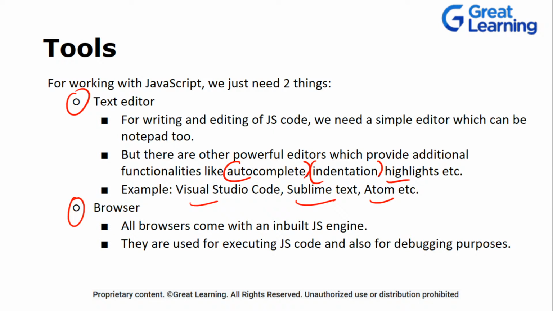Now, what about the browser? All the browsers come with an inbuilt JS engine. There is an engine which helps us convert our code, which is in the form of JavaScript, into machine language. They are used for executing JavaScript code and for debugging purposes as well. We'll talk about how you can debug your code in your browser. Okay, this is all about tools. So you need a text editor.